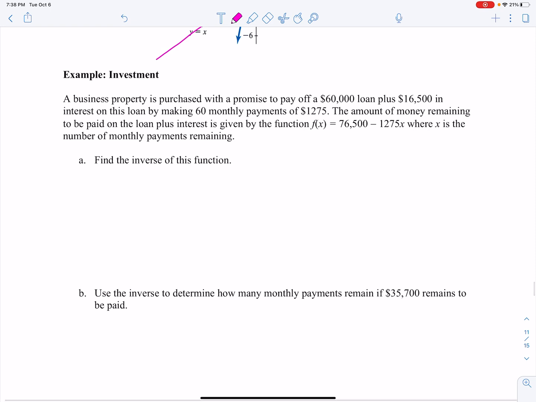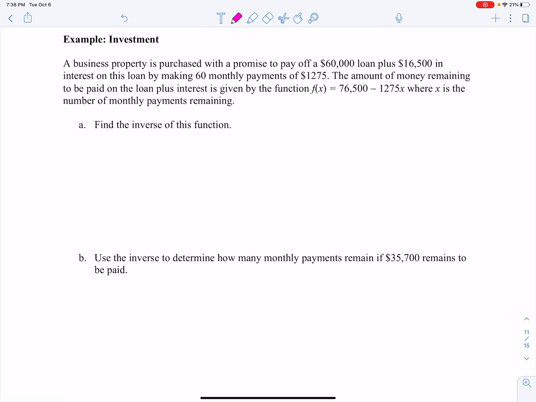Let's see, here's an example for an investment. Business property is purchased with a promise to pay off a $60,000 loan plus $16,500 in interest on this loan by making 60 monthly payments of $1,275. The amount of money remaining to be paid off on the loan plus interest is given by this function here, where x is the number of monthly payments remaining. So in other words, what we're going to do is find the inverse of this function.